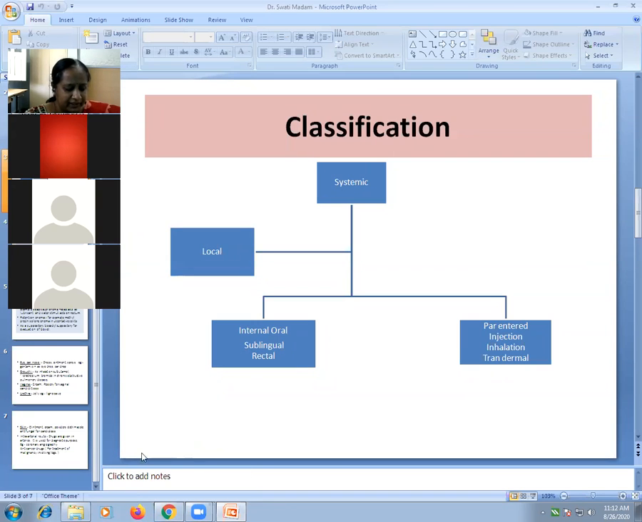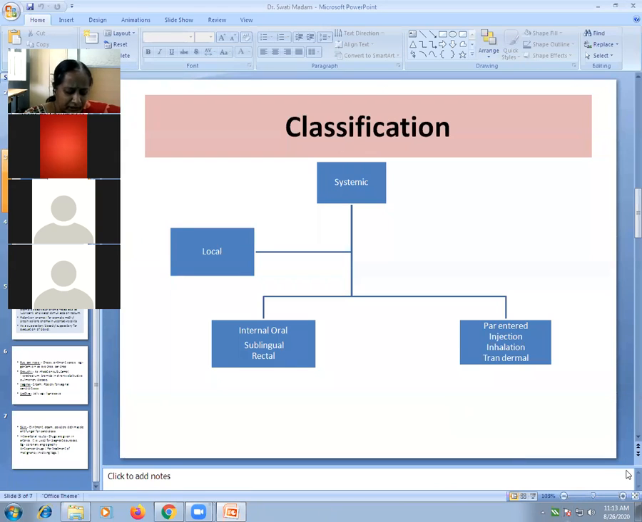In parenteral, what comes? Intradermal, subcutaneous. Subcutaneous means below the skin. Injections are given subcutaneously. In diabetes, insulin is given with an insulin pen. Insulin is given subcutaneously. An example of the subcutaneous route is insulin.